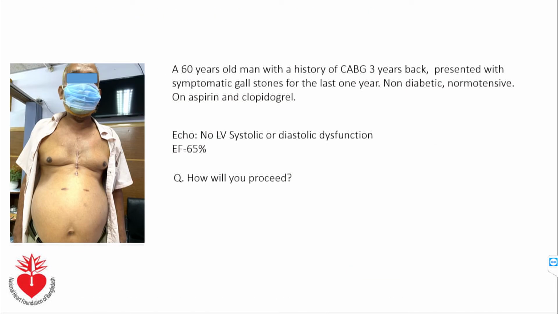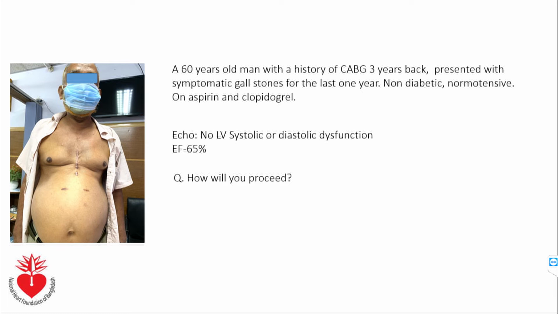So this is the last slide, of a 60-year-old gentleman who had a CABG 3 years back and has a symptomatic gallstone. He should go for a gallstone operation. His ejection fraction is 65, and he had the CABG operation 3 years back. He is on dual antiplatelet therapy. So what next?